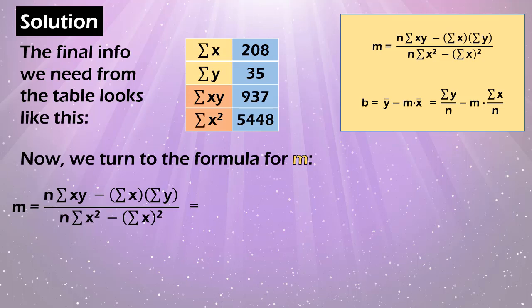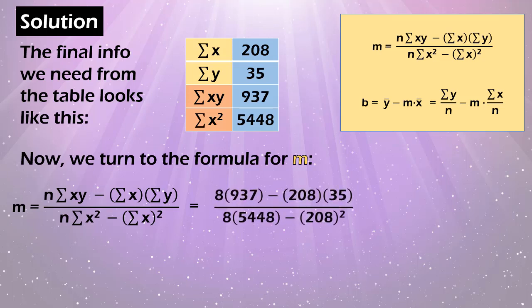So now we're going to go ahead and insert these values. Remember that n is 8 because we had 8 data points. So n times the sum of xy is 8 times 937. Sum of x times the sum of y is 208 times 35. n times the sum of the x squareds is 8 times 5448. And the sum of the x's squared is 208 squared. So we're going to go ahead and do these 4 multiplication problems.